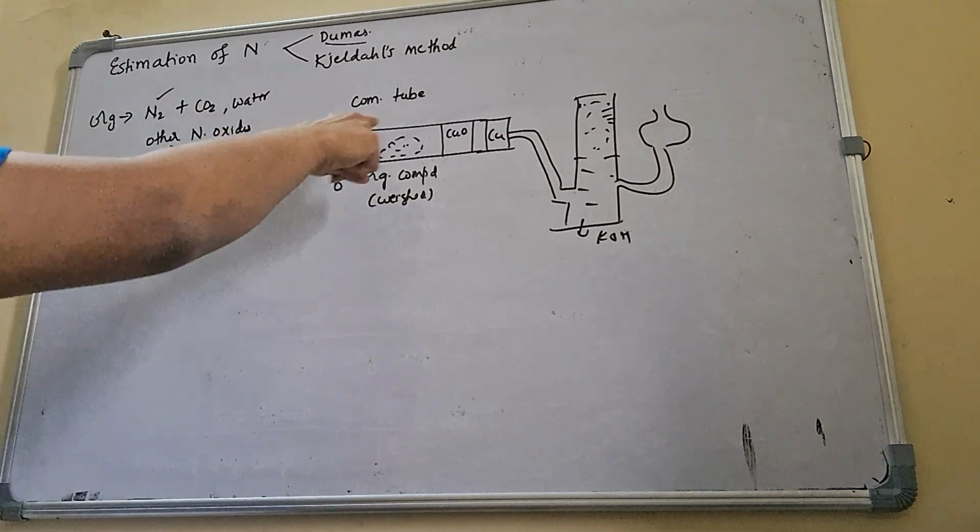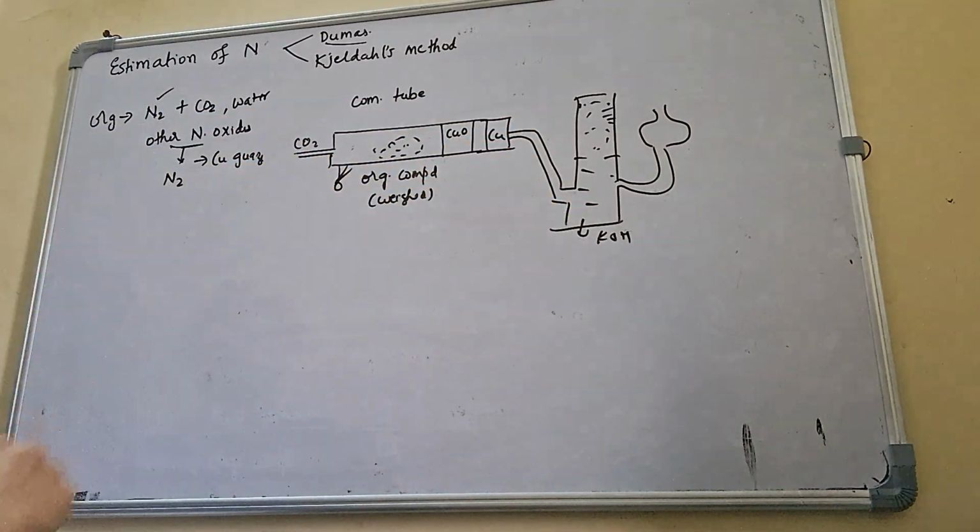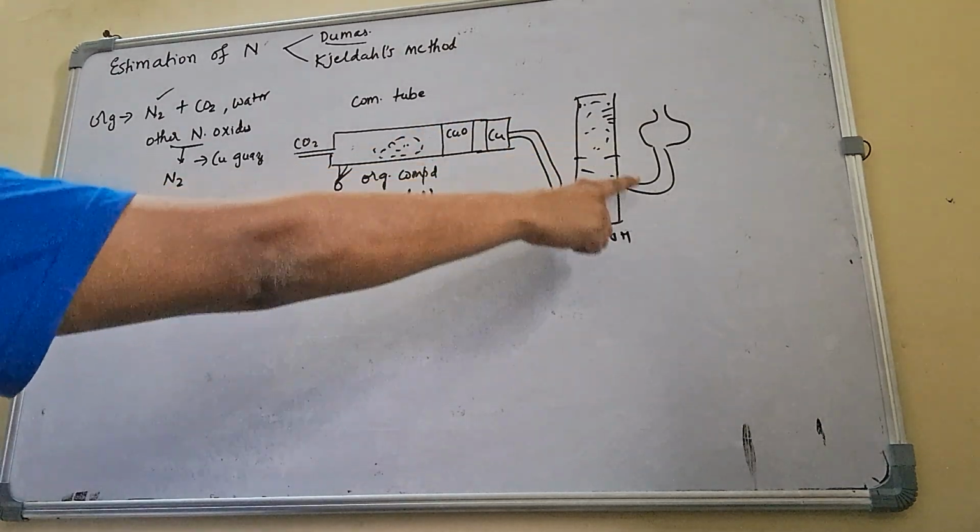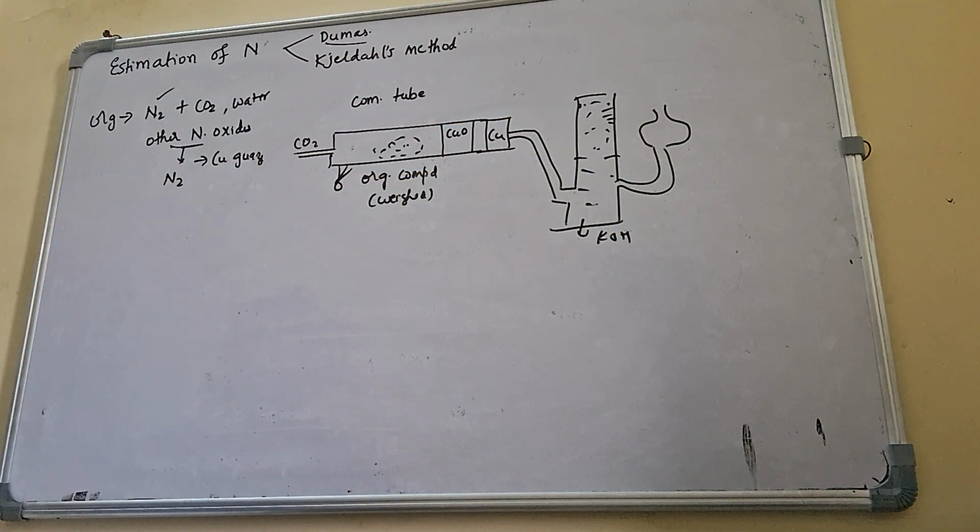The nitrogen gas is fine, it will be collected over KOH, but other nitrogen oxides, if you want to convert them to nitrogen, you will be passing them over the copper gauze. Then in the KOH you will be collecting the nitrogen gas. You can measure the volume of the nitrogen. We need the volume of the nitrogen.